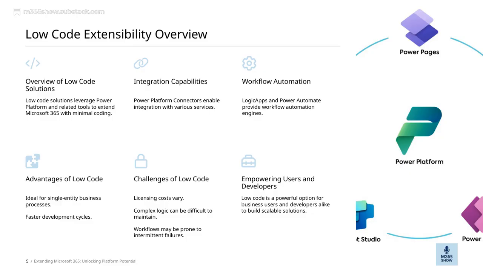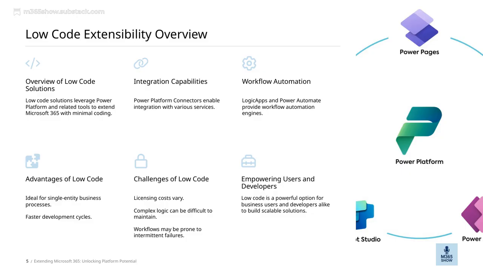Two key tools here are Logic Apps and Power Automate, which act as workflow automation engines. They help us automate repetitive tasks and streamline processes effectively. Additionally, Power Platform connectors are vital. They allow us to integrate with a variety of other services and systems, expanding our capabilities without much extra effort. Ultimately, low-code solutions leverage the Power Platform and related tools to extend Microsoft 365, providing a way to enhance our productivity with minimal coding.